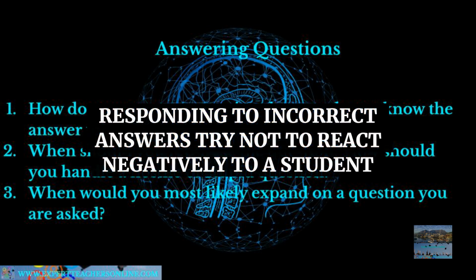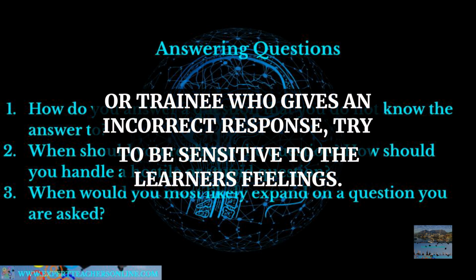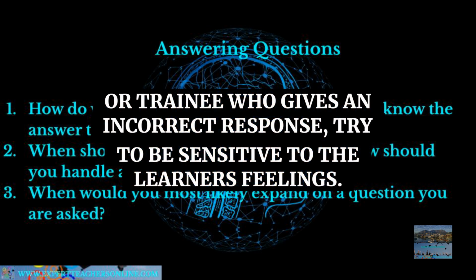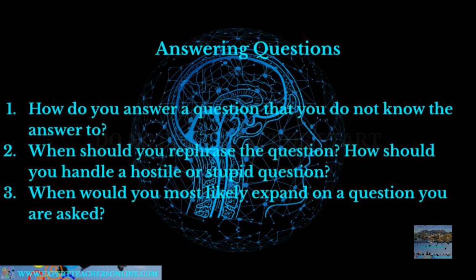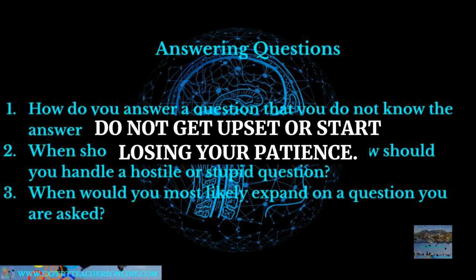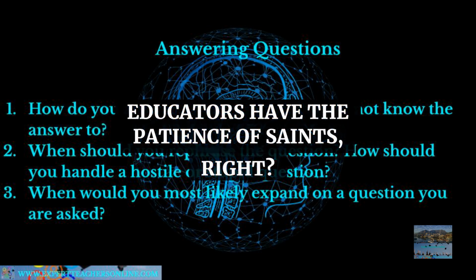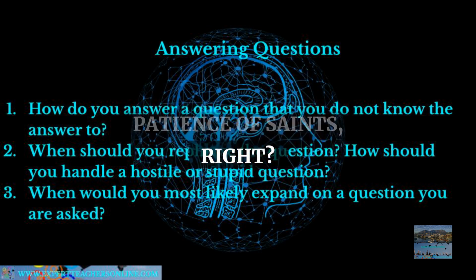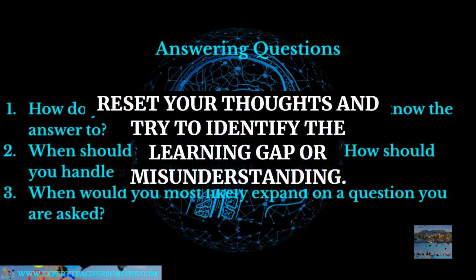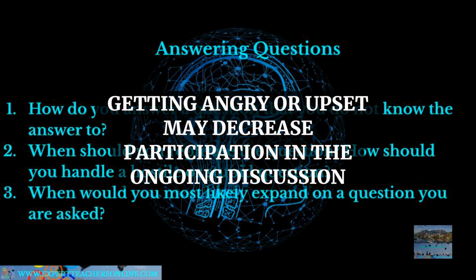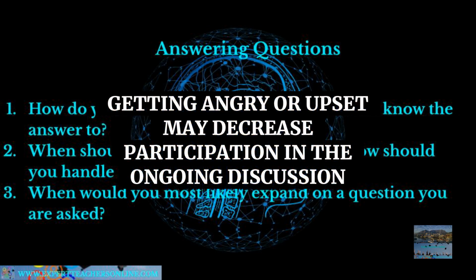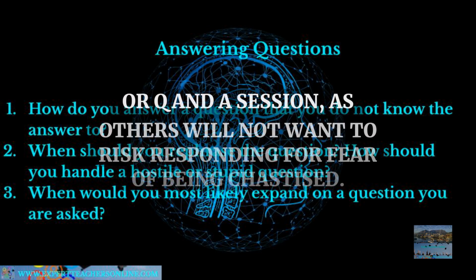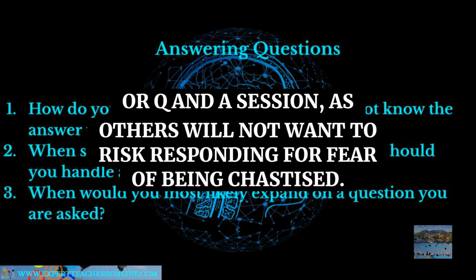Responding to incorrect answers. Try not to react negatively to a student or trainee who gives an incorrect response. Try to be sensitive to the learner's feelings. Do not get upset or start losing your patience. Educators have the patience of saints, right? Reset your thoughts and try to identify the learning gap or misunderstanding. Getting angry or upset may decrease participation in the ongoing discussion or Q&A session, as others will not want to risk responding for fear of being chastised.